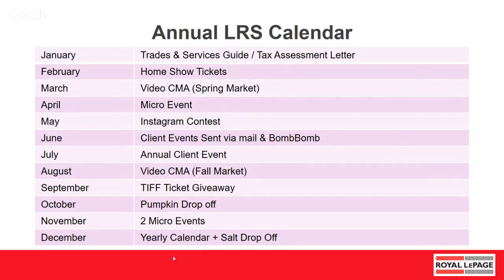And what I thought was interesting as I started going through this list was that the only thing here that really costs me money is the client events. So the trades and services guide is a booklet we make, we print once. It's got all of our contractors. When someone gets a new place, we give it to them in their closing gift, so they have it at all times. Home show tickets, you don't have to pay for them unless they actually go. Video CMAs are free.